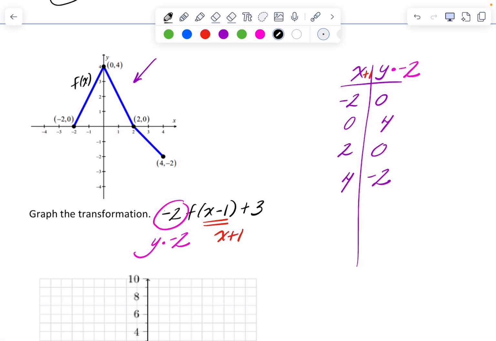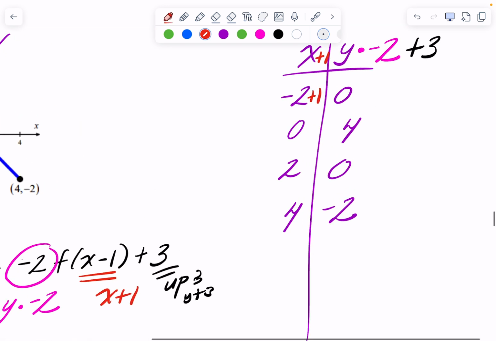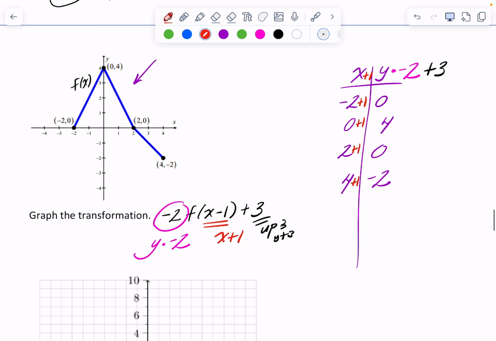And then up 3. So we're going to take our y's and add 3. So now I just go do that. I'm going to add 1, add 1, add 1, add 1. I'm going to just go like this and write down my new x's. Negative 1, 1, 2, 5.